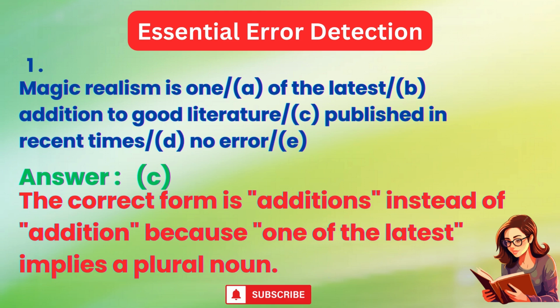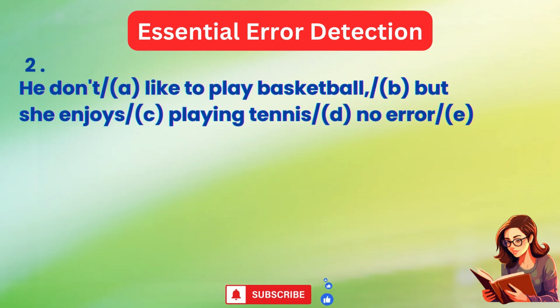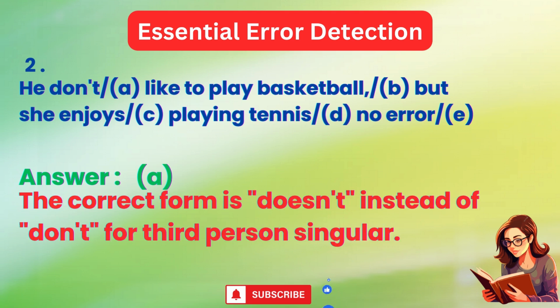Number 2. He don't A. like to play basketball B. but she enjoys C. playing tennis. D. No error. E. Answer: A. The correct form is doesn't instead of don't for third person singular.